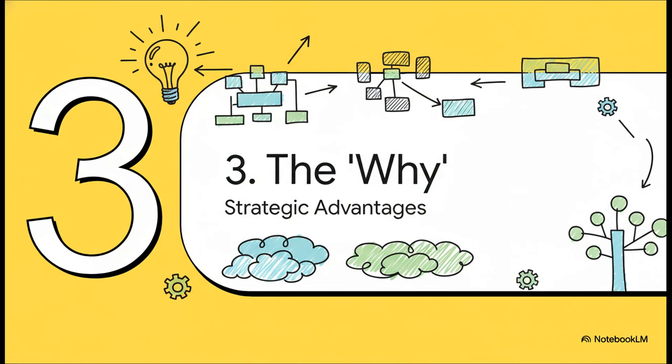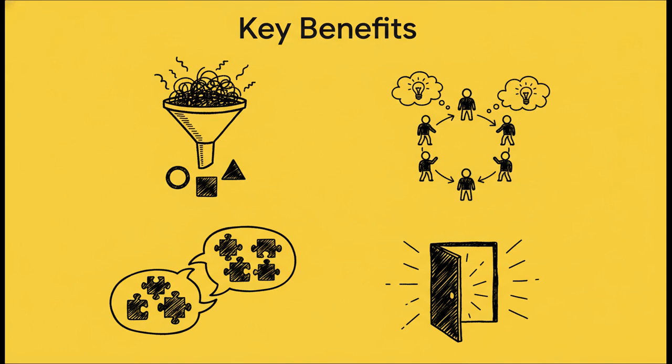Okay, so we know what it is, but let's get to the real heart of it. The why. Why should you and your team actually spend time doing this? Because this is about way more than just making a pretty chart. This is about unlocking some serious strategic value that can totally change how your team works and makes big decisions. Let's just quickly run through these benefits, because they're huge. First, it takes that fire hose of 100 ideas and boils it down to maybe 5 or 7 core strategic themes. So much more manageable.